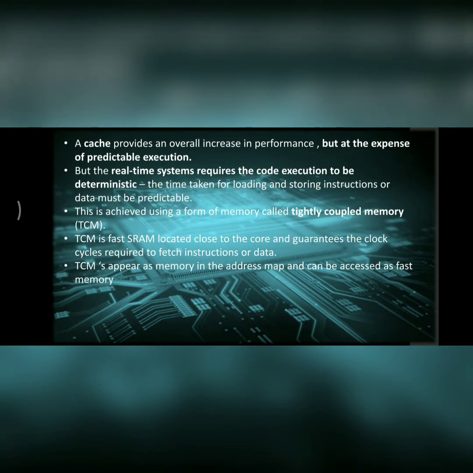A cache provides an overall increase in performance, but at the expense of predictable execution. But the real-time system requires the code execution to be deterministic. The time taken for loading and storing instruction or data must be predictable. This is achieved using a form of memory called tightly coupled memory. Tightly coupled memory is one small, dedicated memory region that, as the name implies, is very close to the CPU.